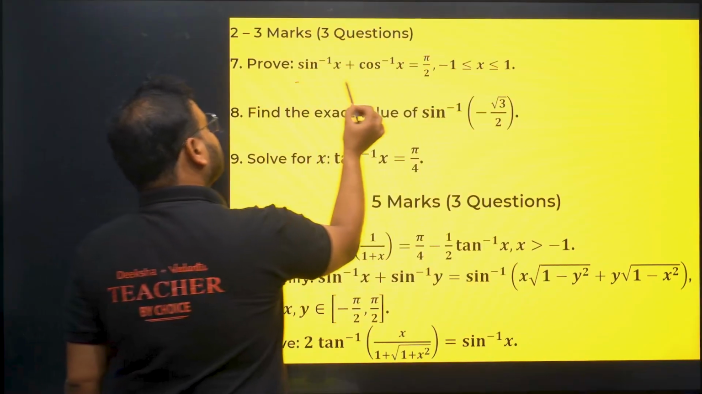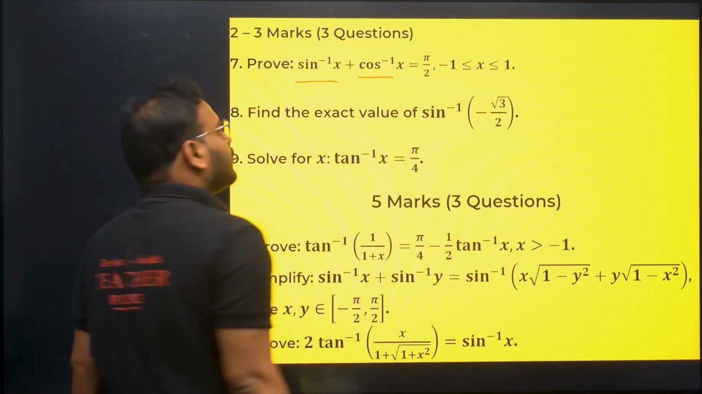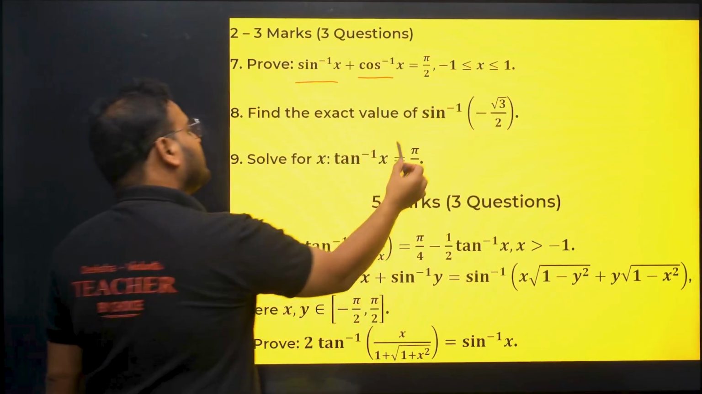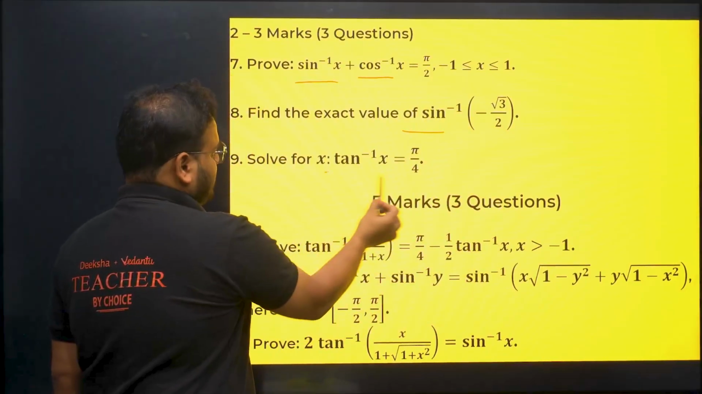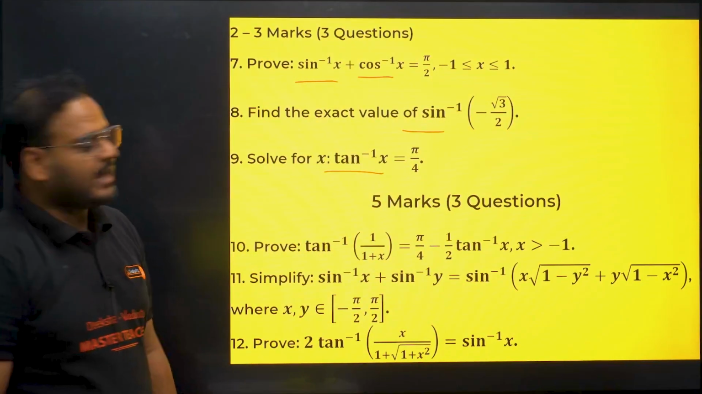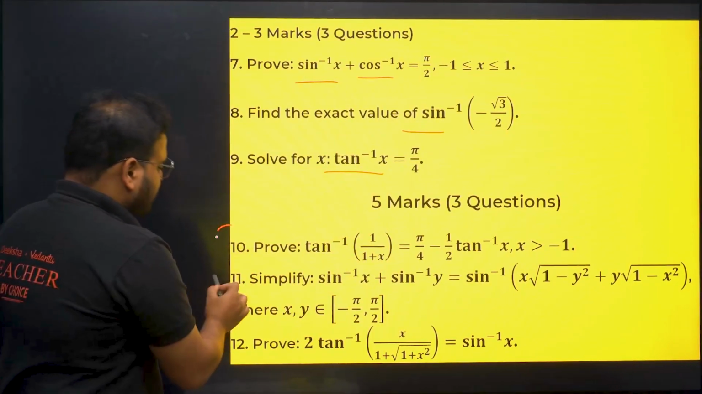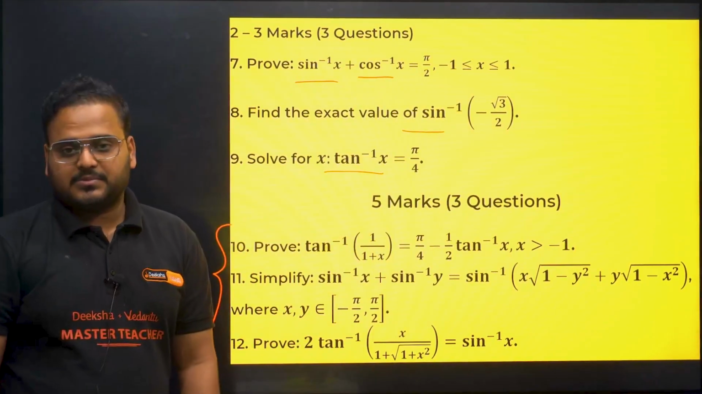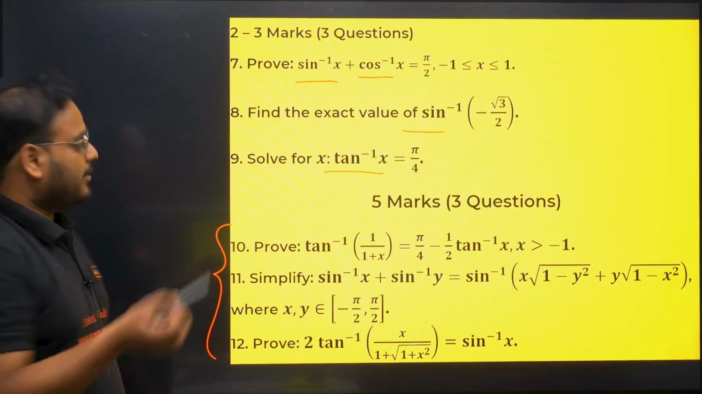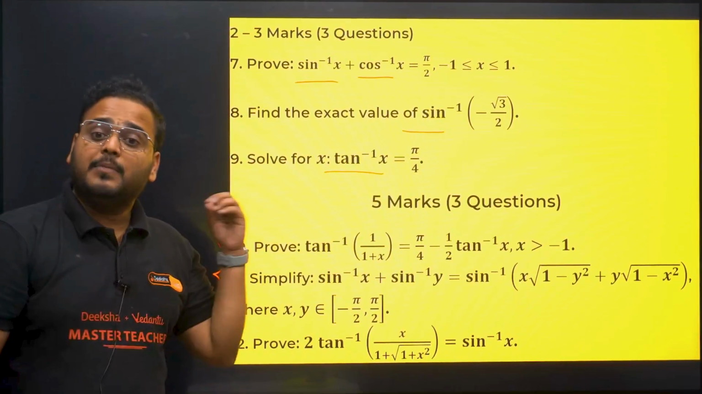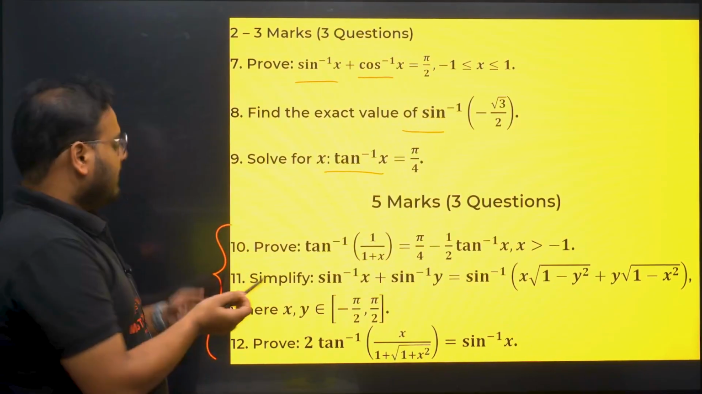Property of sin inverse of x plus cos inverse of x equals pi by 2, proving this. Find the exact value of sin inverse of minus root 3 by 2. Tan inverse of x is pi by 4, solve for x, okay. Again in the 5 markers you also have some identity based questions. Please solve these problems, okay? You can use online resources if you want a specific answer for these questions, but solve these problems, okay? Let me know.